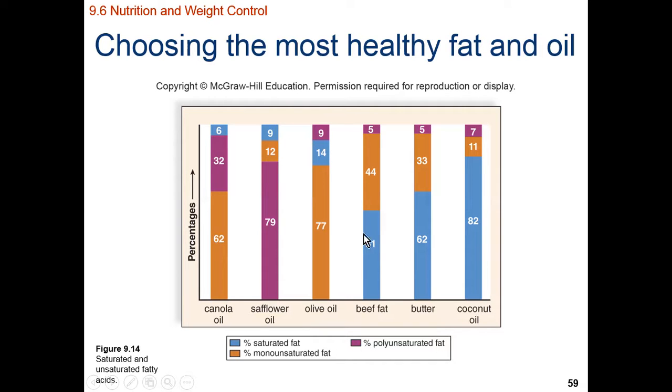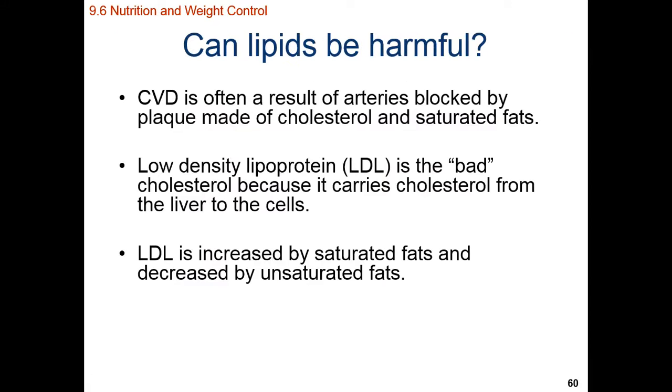So those that contain mostly unsaturated fats will be liquids at room temperature. They are the oils. If we look at the fats, generally speaking, these have a high amount of saturated fat, and they are going to typically be solids at room temperature.